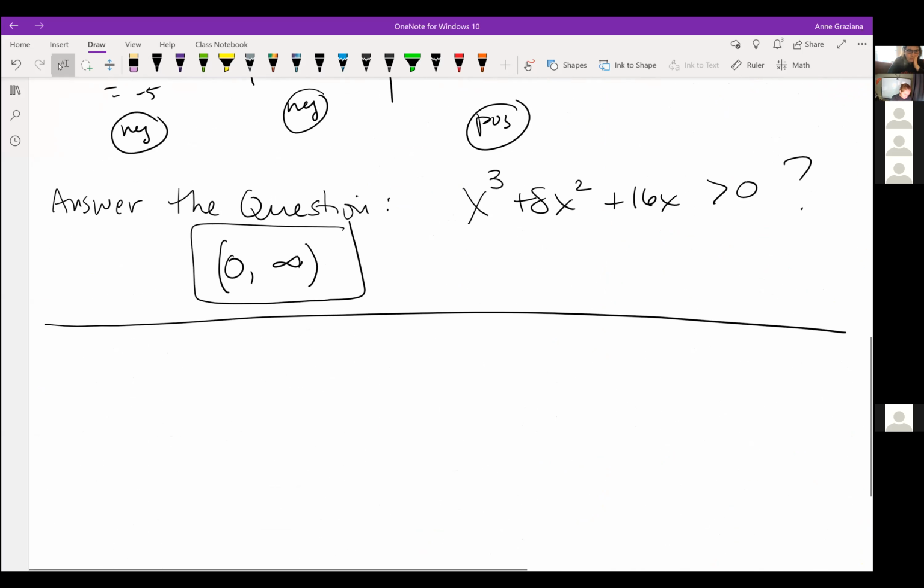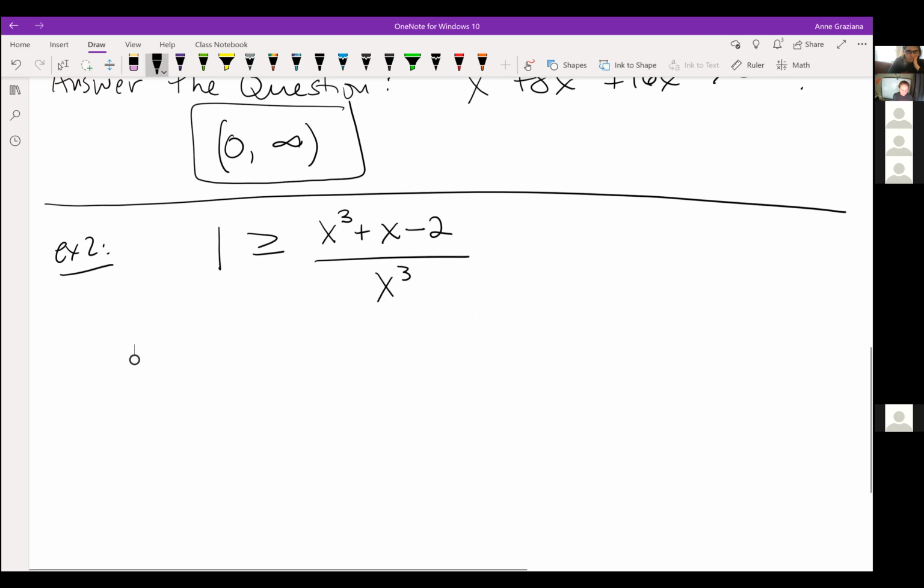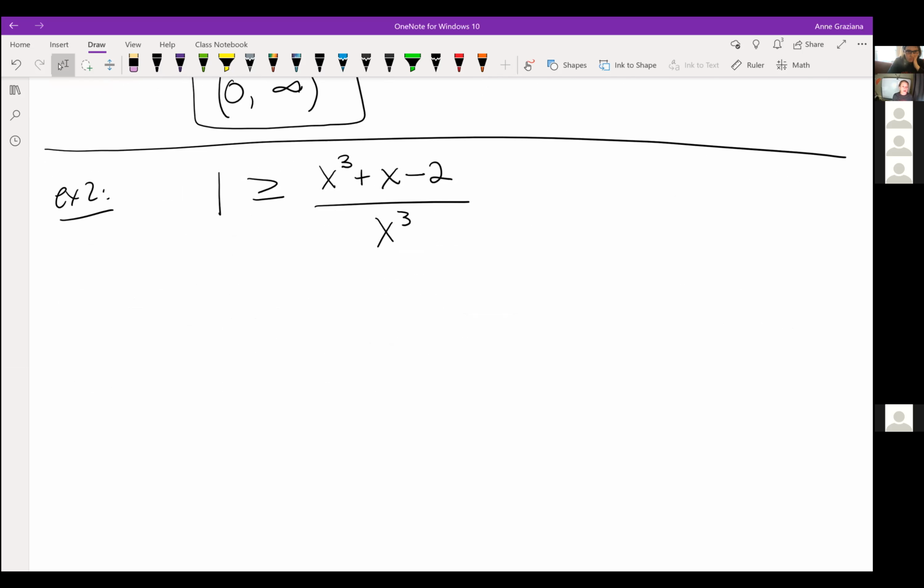Okay. All right, example 2. 1 is greater than or equal to x cubed plus x minus 2 over x cubed. Now, we prefer variables on the left side. It's just easier to read left to right.